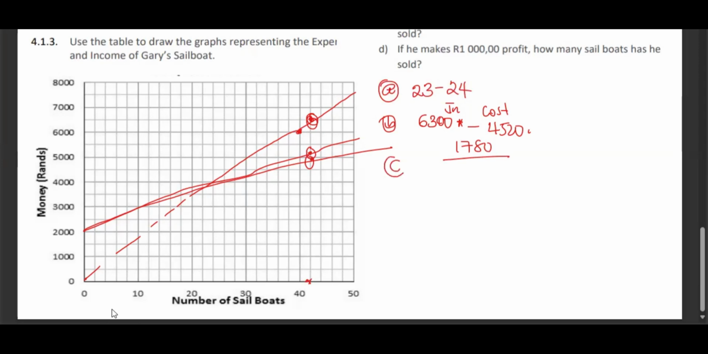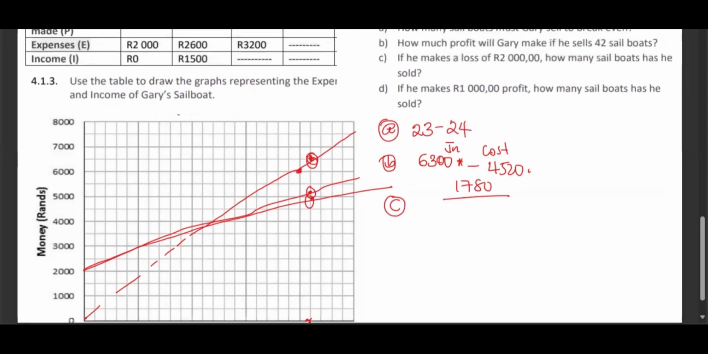Then they want us to find out if he makes a loss of 2,000, how many? This is at 0. Loss of 2,000 here, because as you go on, the values increase. But this here, it's at 2,000. So when he sells nothing, or you can say 0.